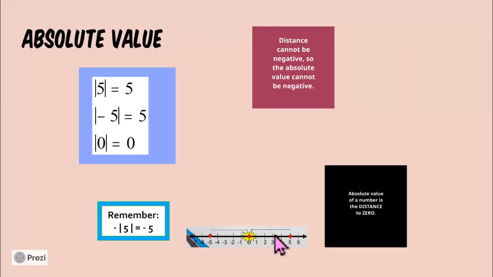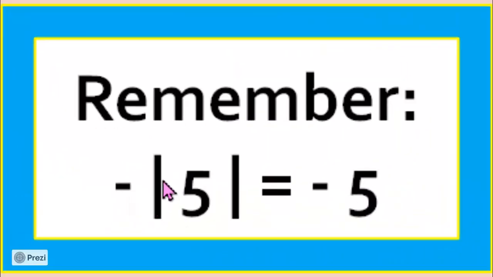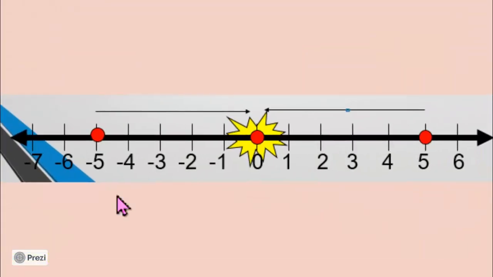But remember, there is something very important. The only way I will get a negative answer for the absolute value is when I have the negative sign outside of the bracket of the absolute value. So if I say negative absolute value of 5, and the negative is outside the bracket, as a result of this, I will have the answer of negative 5. Why? Because I am finding the absolute value of 5 and adding to it the negative which is outside of the absolute value sign.